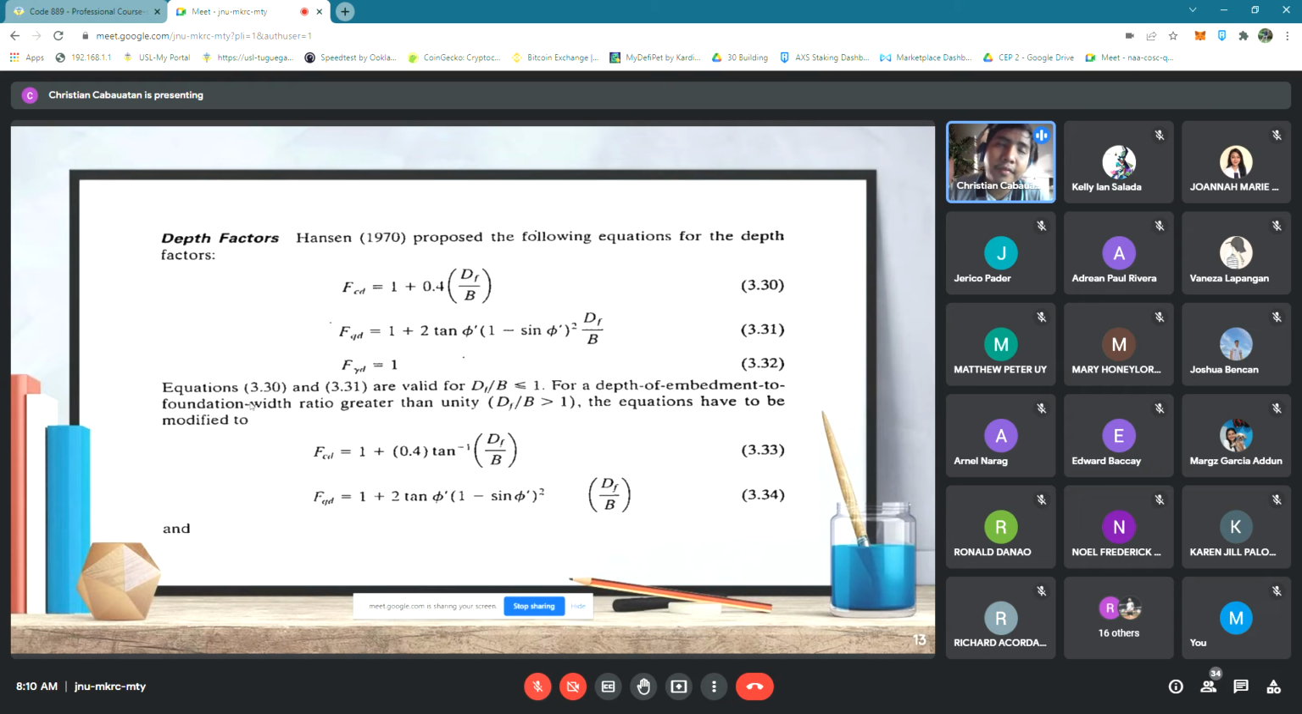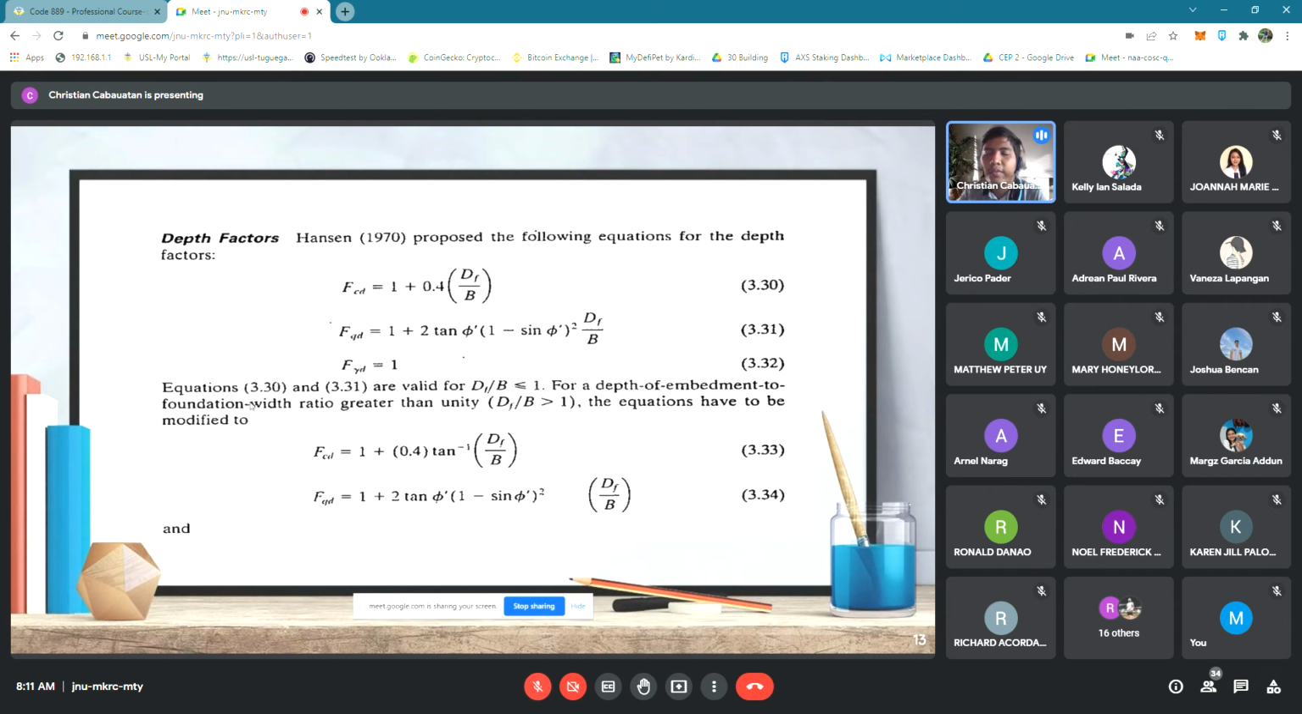And again, for the depth factors, it would be easy to memorize that FYD, the depth factor in relation to the unit weight, is equal to 1. But they are valid only when the depth of the footing divided by the width of the footing is less than or equal to 1.